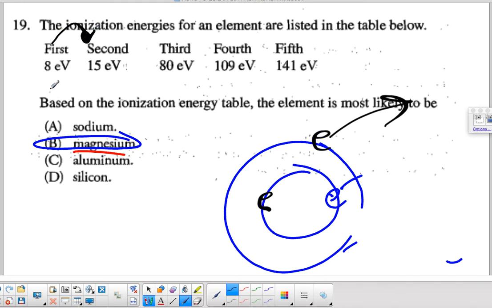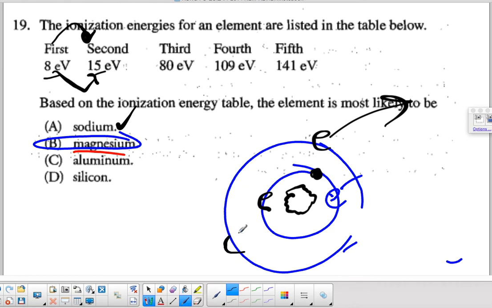It's got to basically triple. In this case, it doesn't even double. So we're looking for a big jump, because that's when you're removing inner core electrons. The inner core electrons are closer to the nucleus, so the closer they are to the nucleus, the harder they are to remove, because of greater Coulombic attraction. So it can't be sodium, because there's not a triple jump, or right around a triple jump. So then we check magnesium.